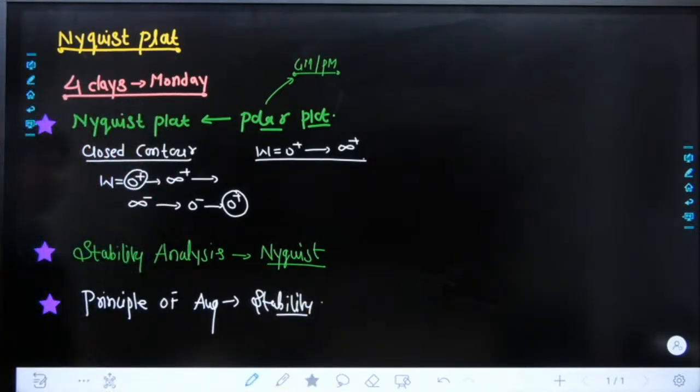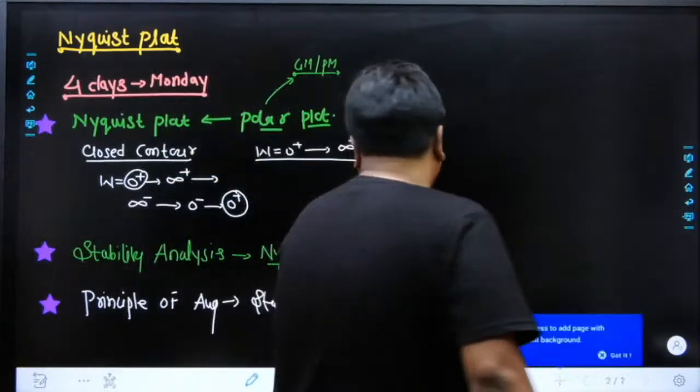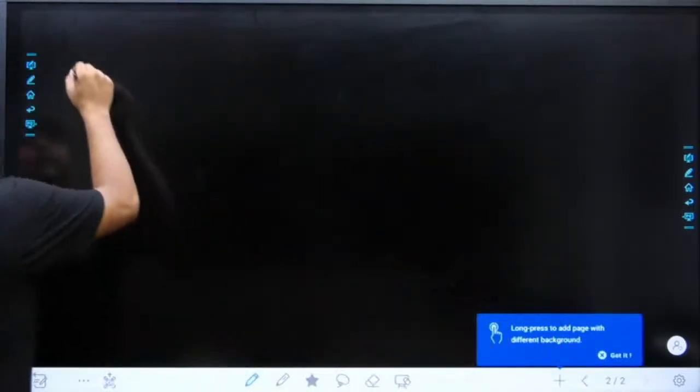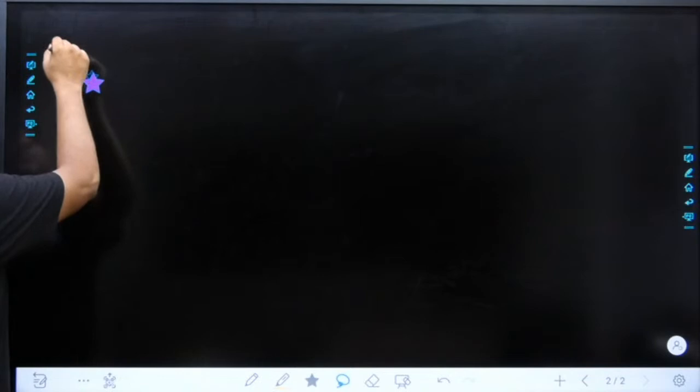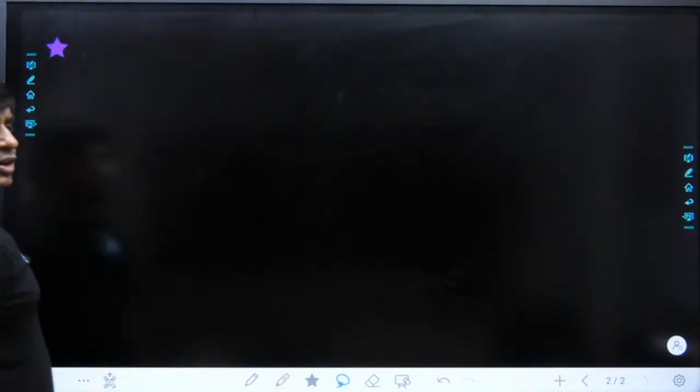Stability of the system would be assessed. In the same sequence, let me move forward, and in the next slide, let me briefly discuss the principle of argument. What does the principle of argument do? Actually, the principle of argument is nothing but the mapping between the S-plane as well as the G(s)H(s) plane.